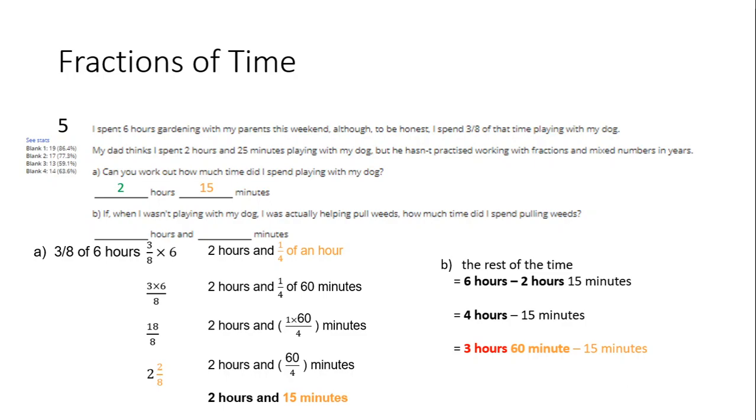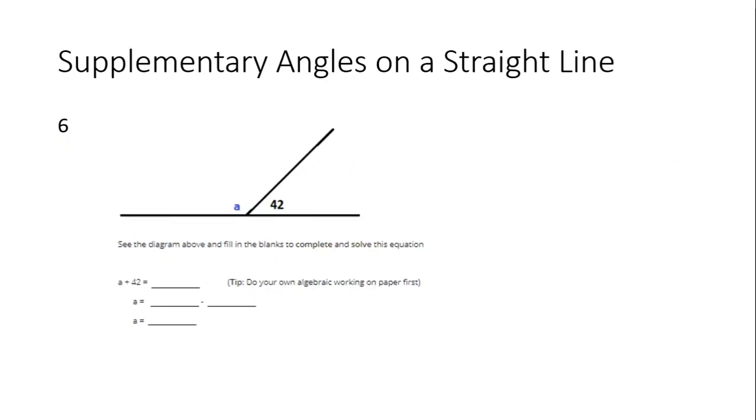4 hours is the same thing as 3 hours, and a whole other hour is 60 minutes. So I'll say that that's 3 hours and 60 minutes minus the 15 minutes that I need to take away. That'll be 3 hours and 45 minutes. Okay, so my time pulling weeds is 3 hours, 45 minutes. Oof, that was a hard question. Let's go on to the next one.